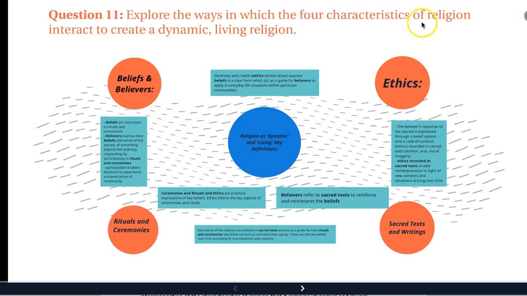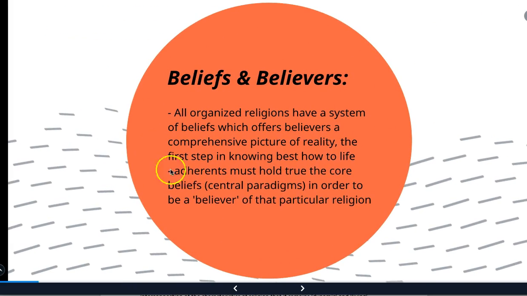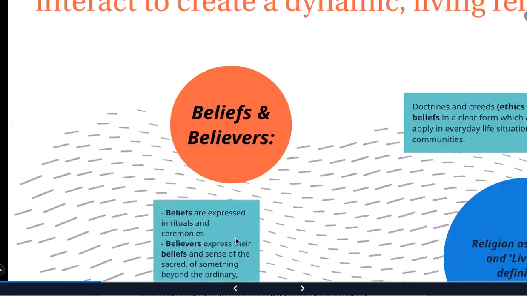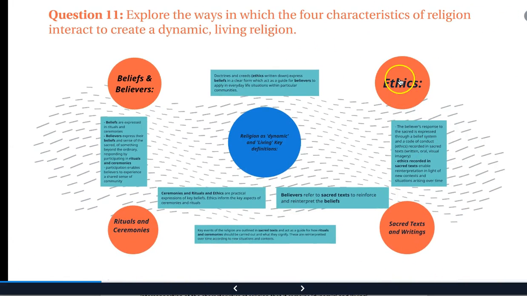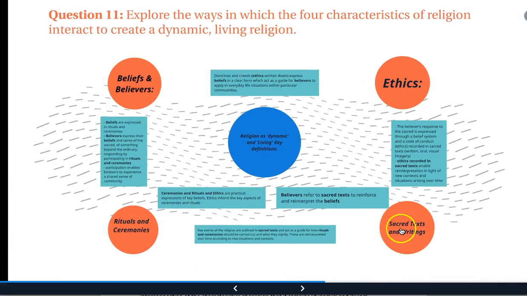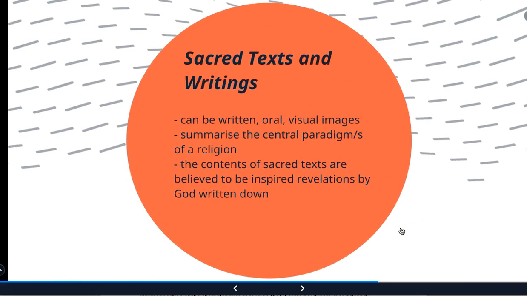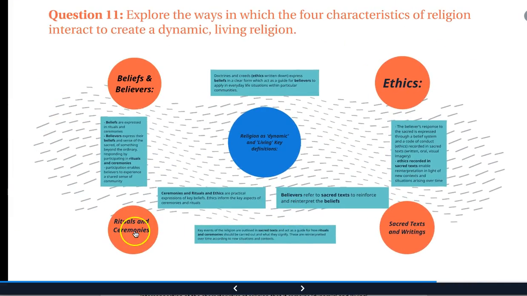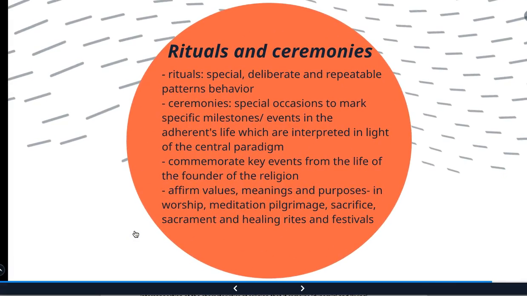The four characteristics of religion, we have beliefs and believers. So you might want to take the time to pause the video and have a read through those points on beliefs and believers. Ethics, again, pause the video and have a read. Sacred texts and writings, and rituals and ceremonies.